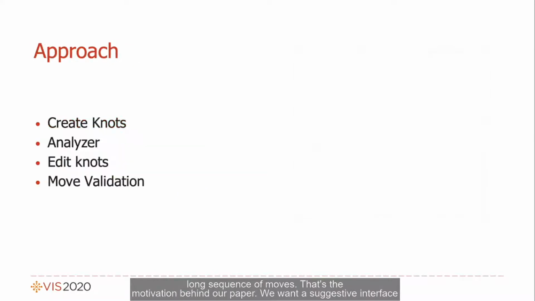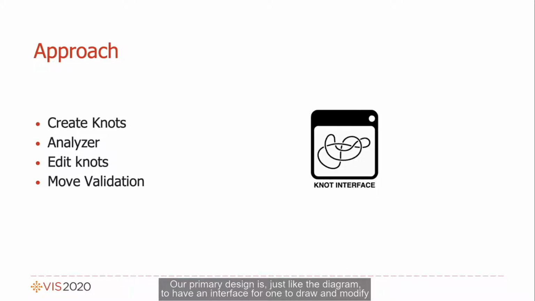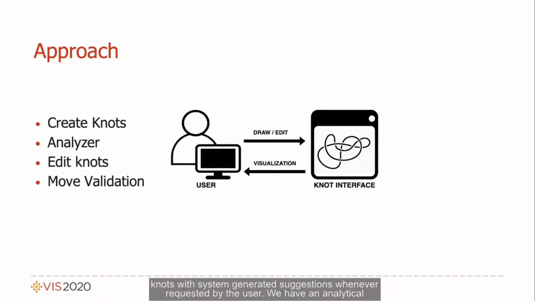We want a suggestive interface that allows users to apply the right Reidemeister move to the knot. If needed, our interface can do the calculation and provide suggestions whenever users need help to proceed further. And of course, it can ensure each move being applied is a legal Reidemeister move. Our primary design is, just like the diagram, to have an interface for one to draw and modify knots with system-generated suggestions whenever requested by the user.